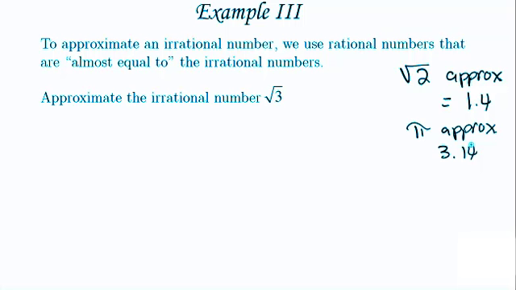Okay, approximate the irrational number, the square root of 3. I can approximate that. The square root of 3 is approximately equal to 1.73. So if I needed to work with that number, in most cases I could just go ahead and use 1.73. There could be some cases where I need to take it out to a farther place.